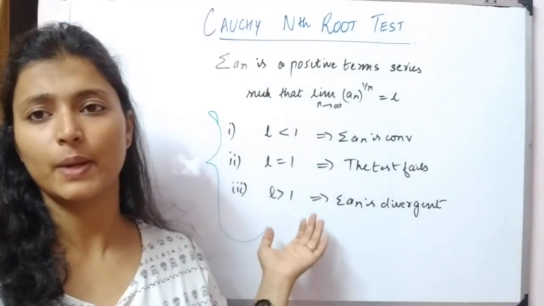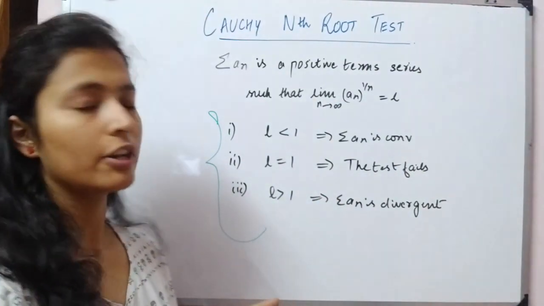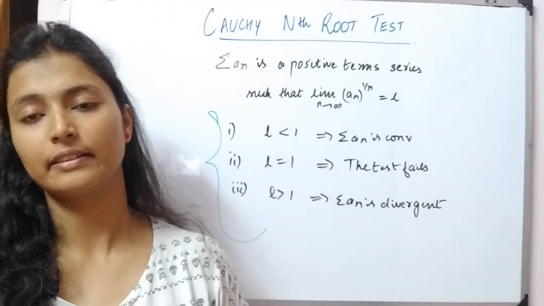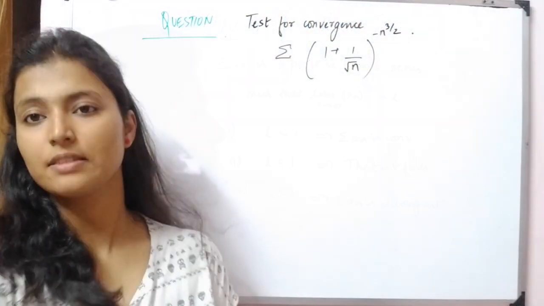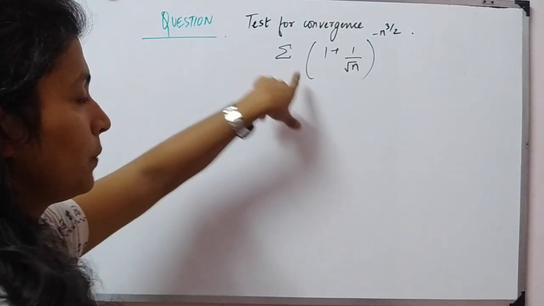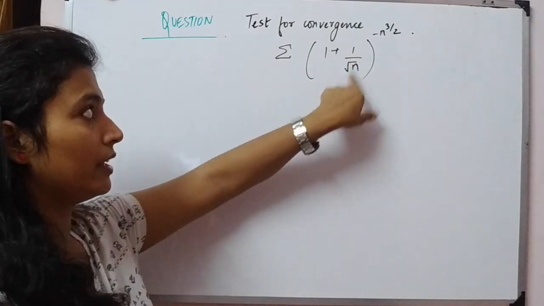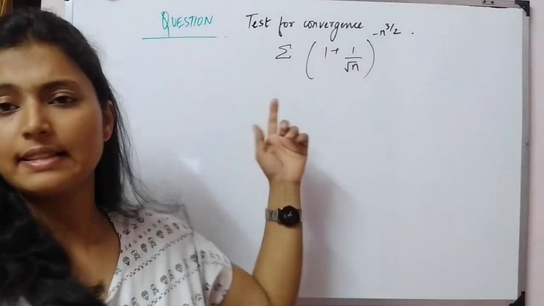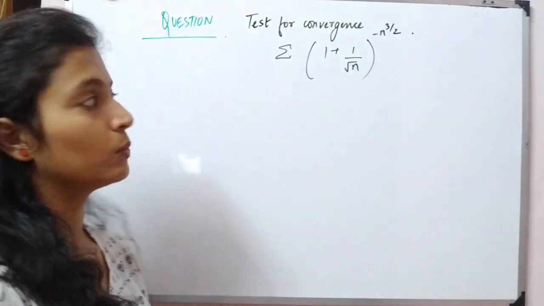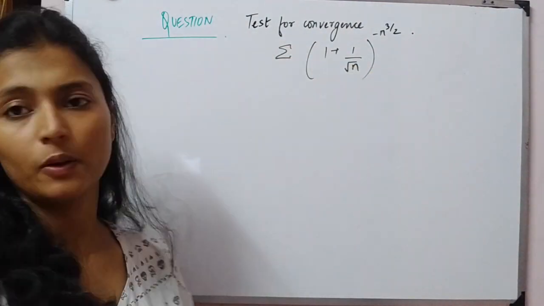I hope the definition is very easy and clear, and if it is not, you should just read it once again and you will get it. Let's move to the example. We are given to test for convergence a series which is given as (1 + 1/√n) raised to power (−n), which is again raised to power 3/2. We have to test if this series is convergent or not.